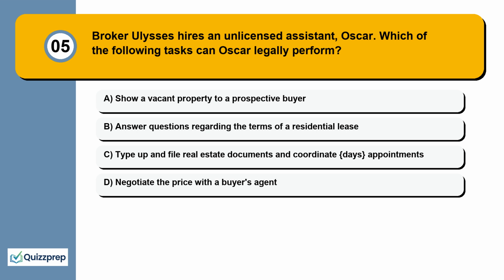Question 5. Broker Ulysses hires an unlicensed assistant, Oscar. Which of the following tasks can Oscar legally perform? Show a vacant property to a prospective buyer. Answer questions regarding the terms of a residential lease. Type up and file real estate documents and coordinate appointments. Negotiate the price with a buyer's agent.